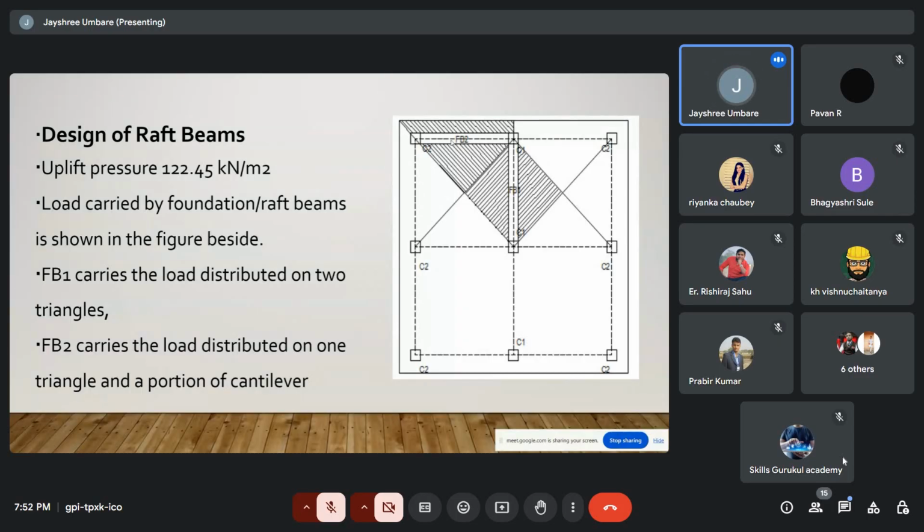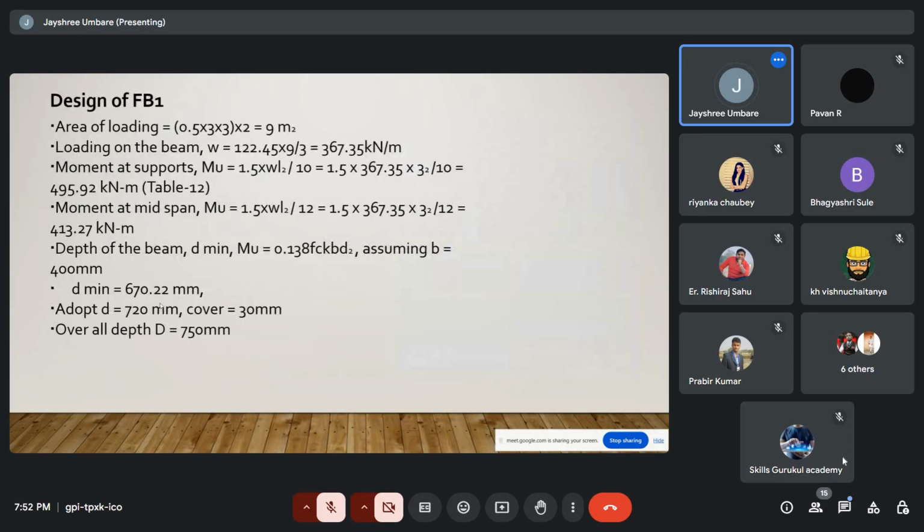Then after that we are calculating the design of raft beams, which are FB2 and FB1 shown in the figure, for which we will take uplift pressure 122.45 kilonewton per meter square, previously calculated. Load carried by the foundation or raft beams is shown in the figure. FB1 carries the load distributed on the two triangles. FB2 carries the load distributed on the triangle portion of the cantilever, which is shown in the figure.